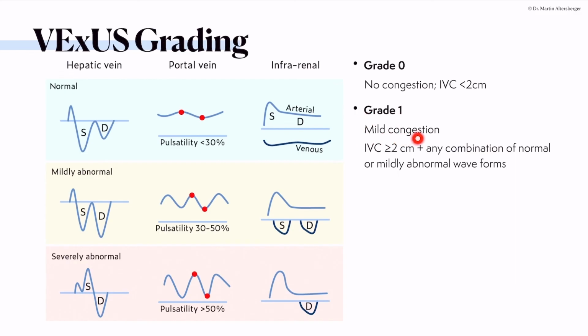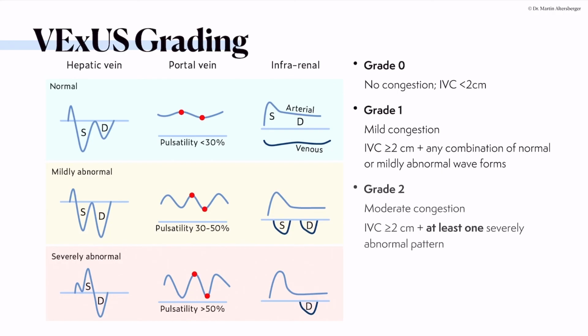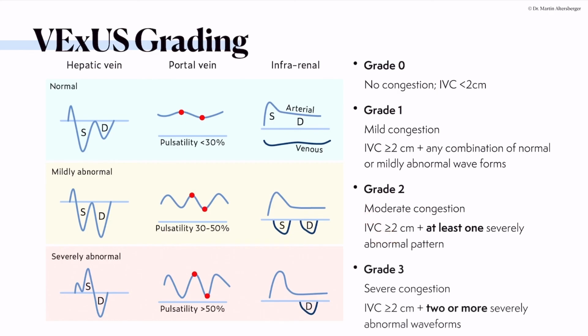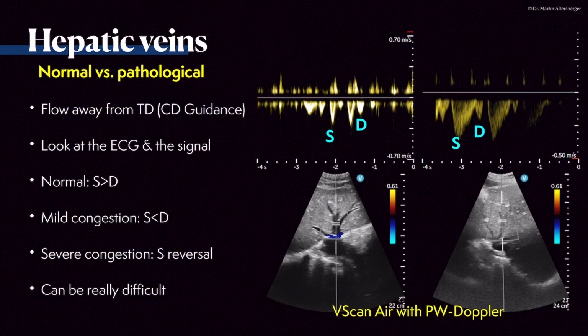Grade 1 means mild congestion, you have a pathological IVC and any combination of normal or mildly abnormal waveforms. So we are here now in this range. If you have at least one severely abnormal pattern and the IVC is pathological, it is a grade 2, moderate congestion, and if you have two or more severely abnormal waveforms, it is a grade 3 in the VExUS grading system, which is severe congestion.